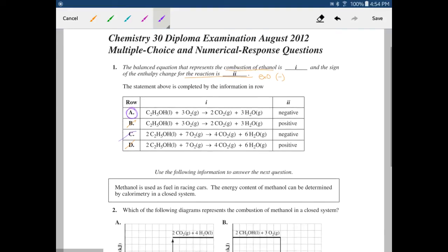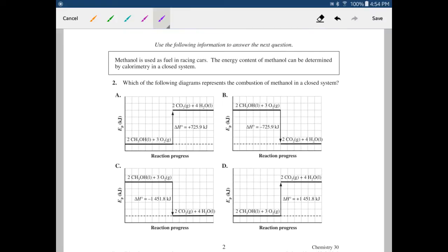Perfect. Let's move on. Question 2 says, which of the following diagrams represents the combustion of methanol in a closed system? Now again, because we're talking about combustion, we're talking about an exothermic reaction, which again will have a negative enthalpy change. So immediately when I see the values positive, it cannot be A, as well as positive, it cannot be D. Because it's exothermic, let's just see what we have to look at here.